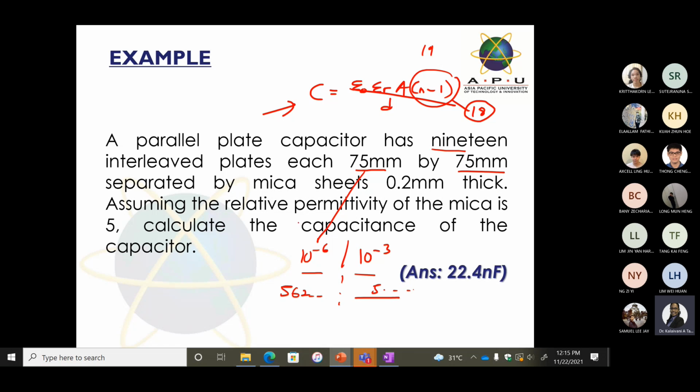The others I think are easy for you to remember, because the absolute permittivity, as I let you know, you can go with 8.85 or you can go with 8.854.